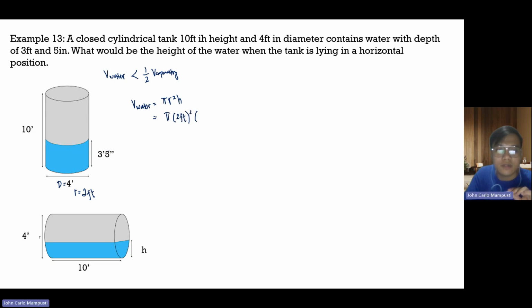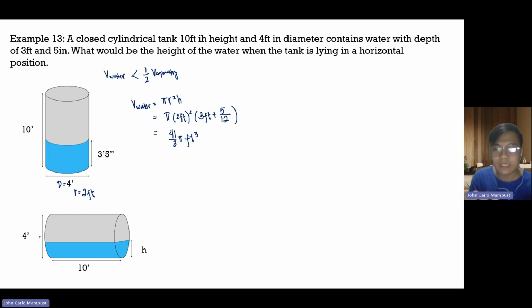Okay, the height here, as you can see, we're going to convert it into feet. Why? Because it's 3 feet and 5 inches, right? So, 3 feet plus, let's convert this 5 inches into feet, 5 divided by 12. That's just the conversion, because in 1 foot, there are 12 inches. Okay, so that we're exact, this is equal to 41 over 3 pi cubic feet. Okay? That's the volume of water.